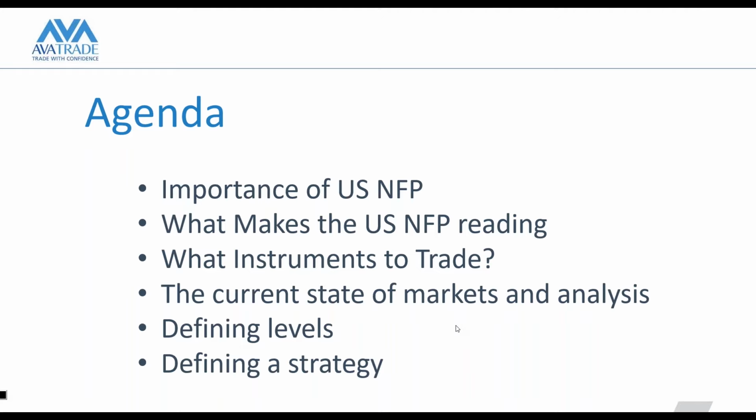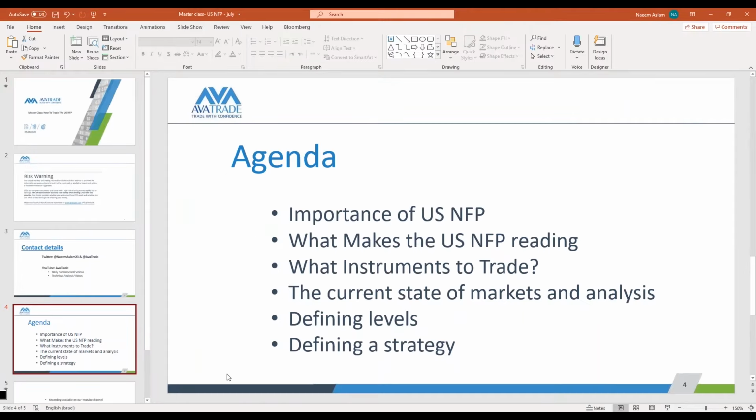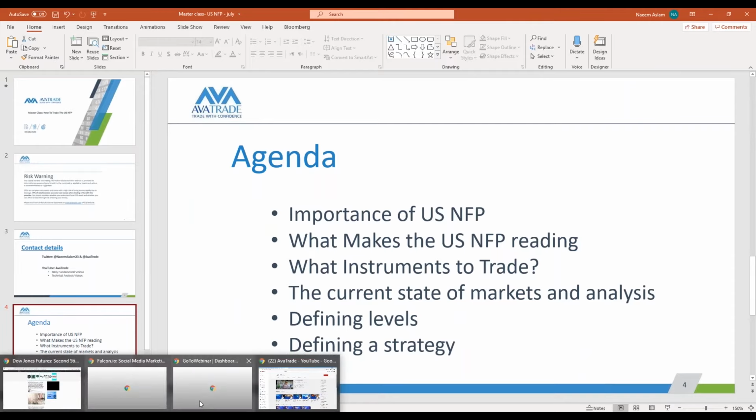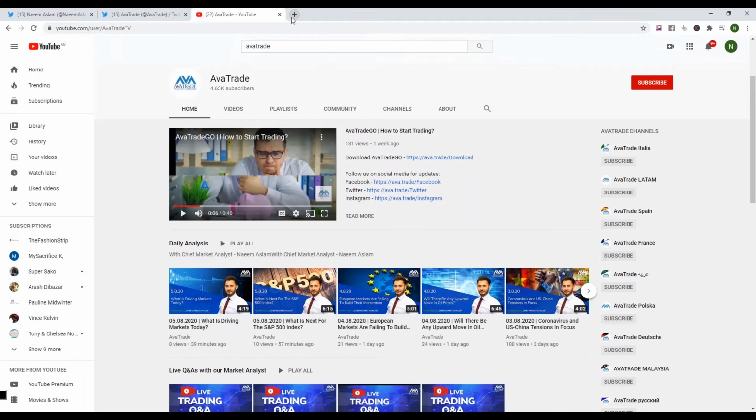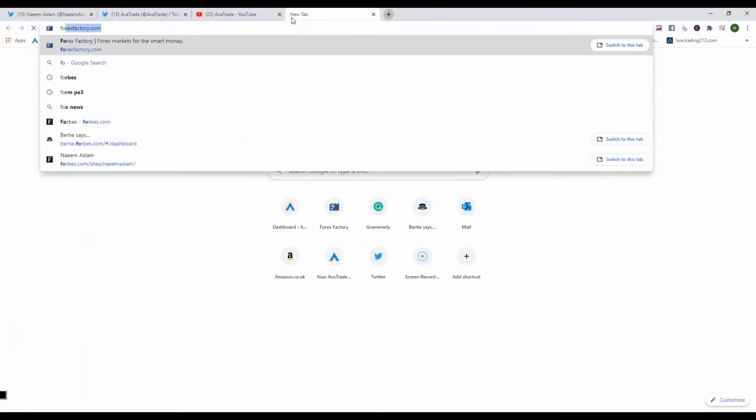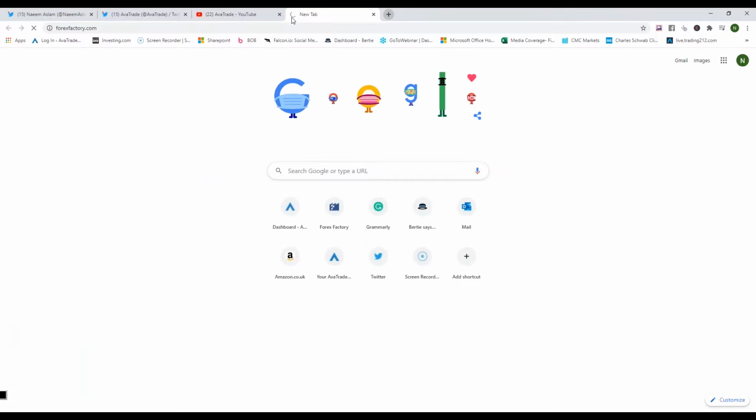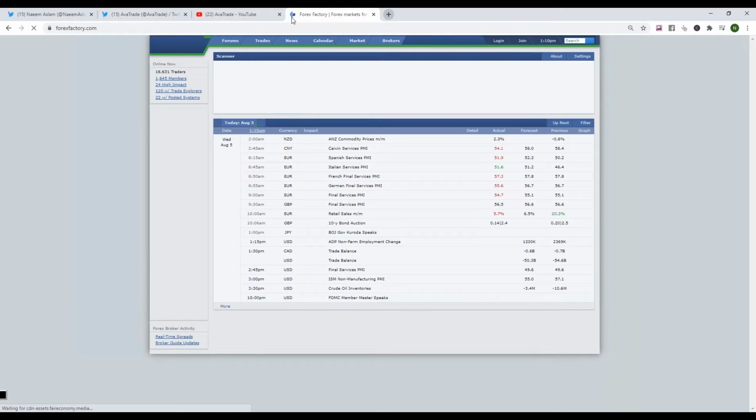Now, first of all, the importance of US NFP data. The NFP data comes every month, the first Friday, most of the time, right? The NFP data gets a large number of readings and it brings an enormous amount of volatility. So let me show you how to find this data and, more importantly, how to read it. Of course, you can go to our website to find the calendar. You can go to Forex Factory as well, where you can find all the information.